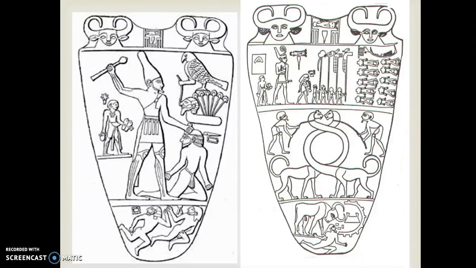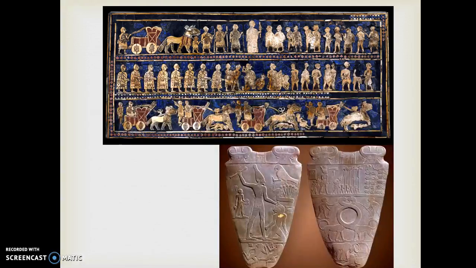Let's look at this in comparison to the Standard of Ur. We can see the registers. Hierarchical scale is something else, because he's much larger on both sides because he's the most important. And gods, of course, are always at the top. I think you could really draw a lot of comparisons, especially on the war side of the Standard of Ur, with how the king is so much larger, and there's definite documentation of how violent the battle was.